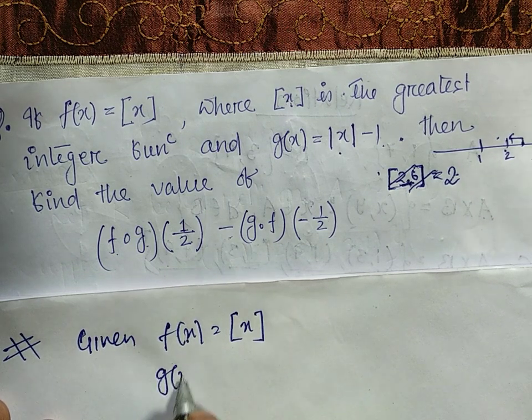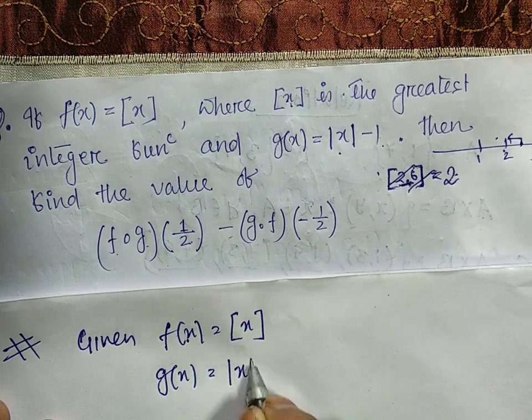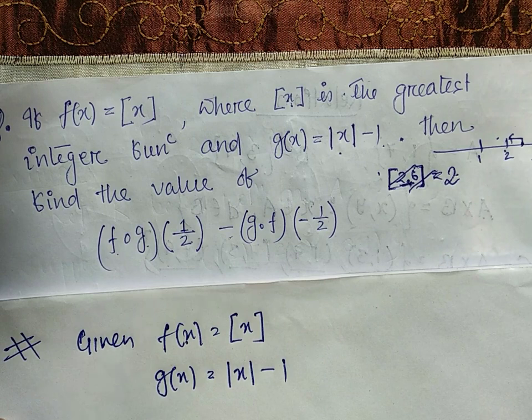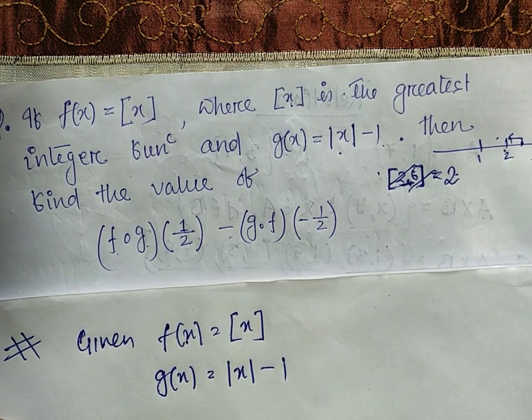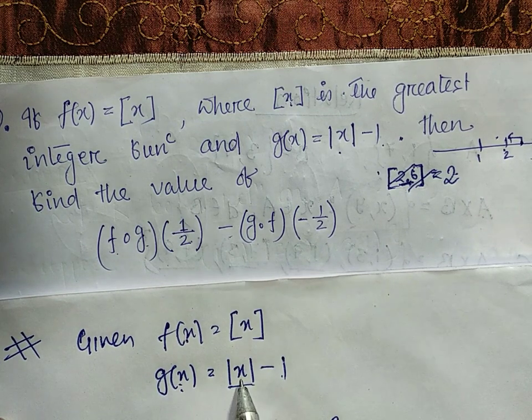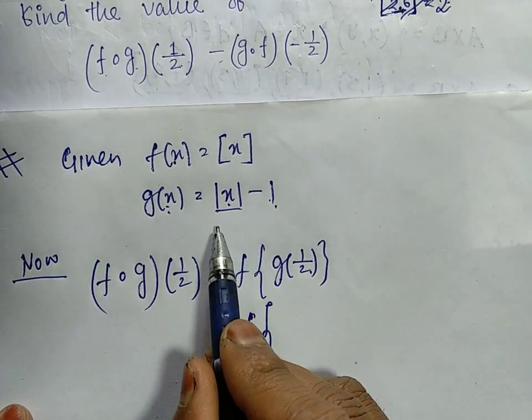And g of x is equal to what? Modulus of x minus 1. Now we'll try to find it out. F naught g of half, from the definition, will be f of g of half. G of x is equal to modulus of x minus 1. G of half. G of x is equal to what? Modulus of x minus 1.